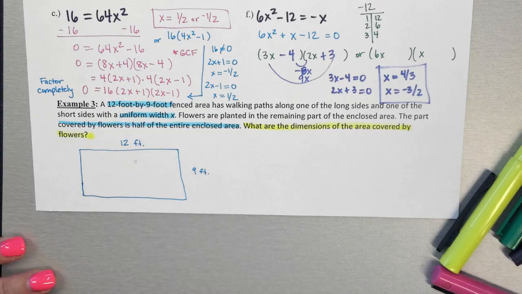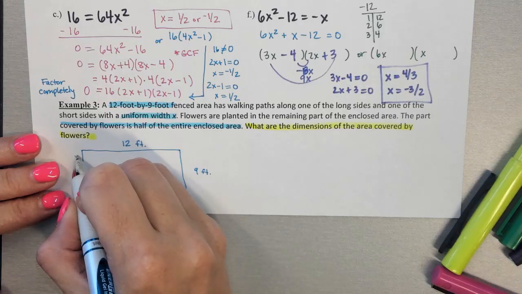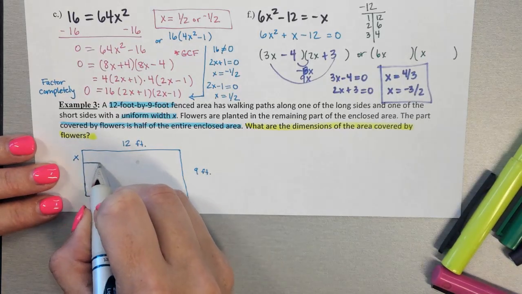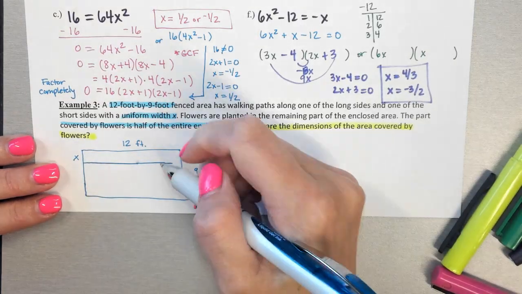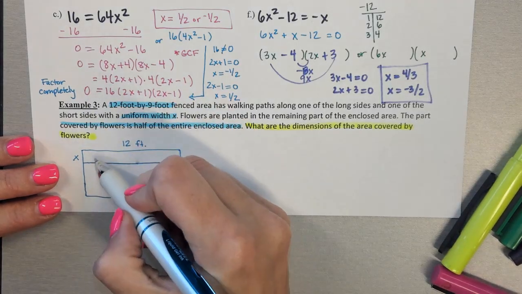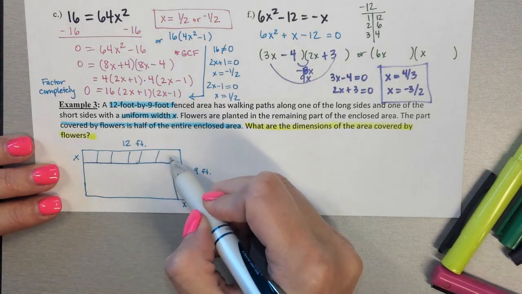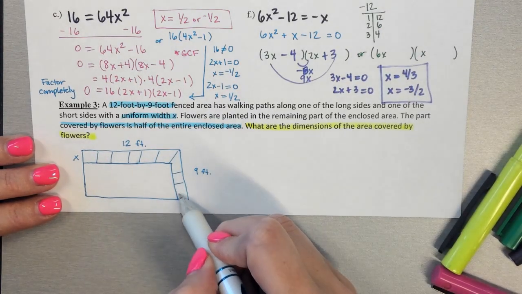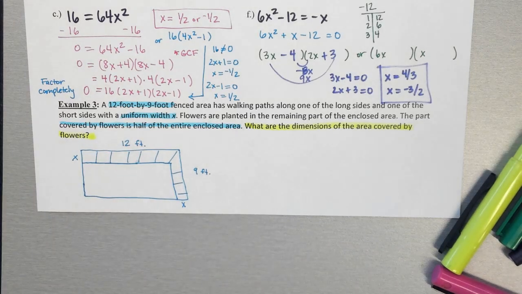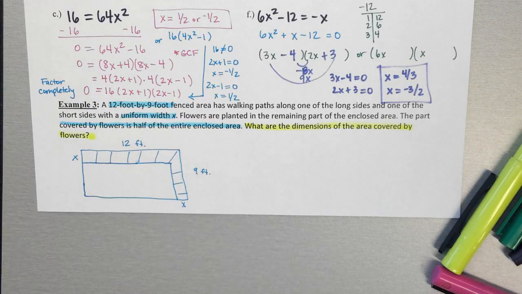And then it says it has a walking path with a uniform width of X. We don't know what X is. So it says along one of the long sides and one of the short sides. Okay, so I'm just going to make this my sidewalk. This is my walking path. Okay, so a uniform width of X. So this has the width of X all the way around.